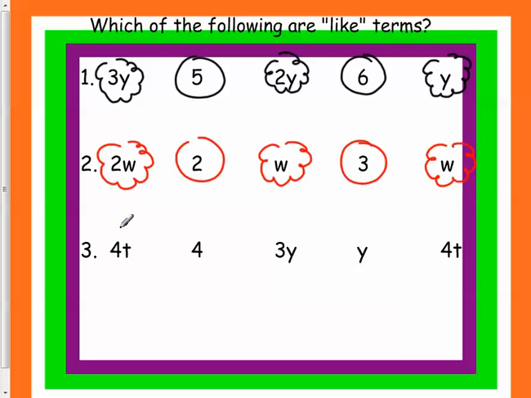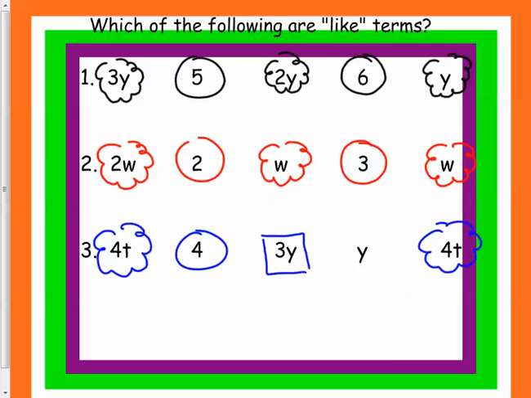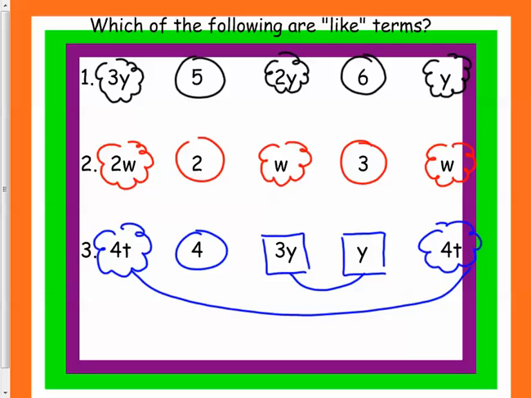In this last one, 4t, another 4t are like terms. 4 is all by itself, and then 3y and 1y, or just y, are like terms. Okay, so make sure that you understand the difference. These two could go together. This one would be all by himself, and then these two could go together.